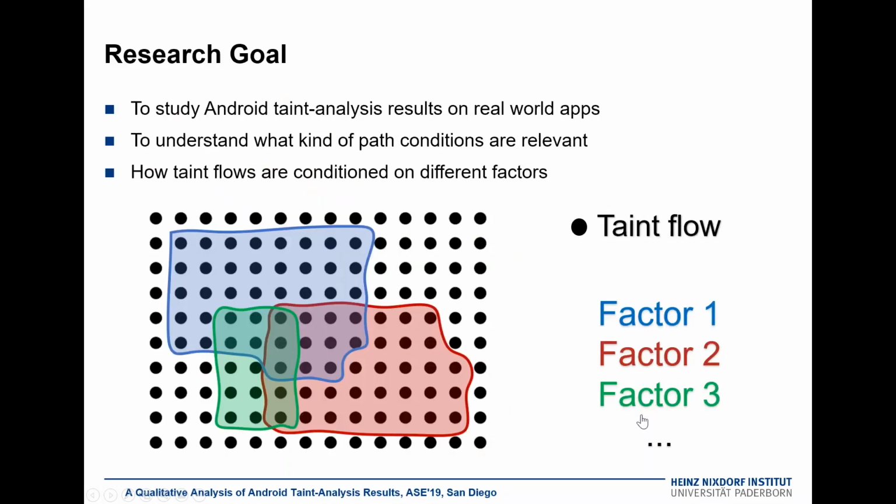In the last slide, you have seen an extreme case. However, we don't know if such cases are actually common when considering taint flows in real-world applications. Thus, we would like to study Android taint analysis results on real-world apps. Our goal was to understand what kind of path conditions are actually relevant to the taint flows, and how taint flows are conditioned on different factors. More precisely, we would like to classify taint flows which are dependent on different factors.